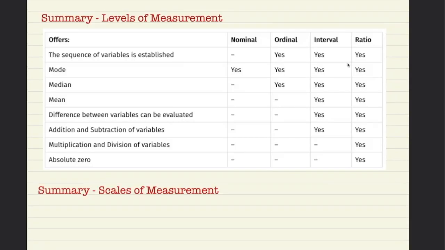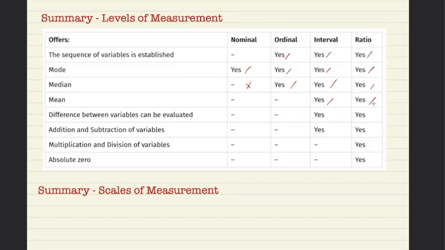Let's summarize level of measurement. The sequence of variables is established and is present using the ordinal, interval, and ratio scales of measurement. For the mode, it is included for all scales of measurement. For the median, it is not available in the nominal, but it is present in the ordinal, interval, and ratio. Mean is only present for interval and ratio.